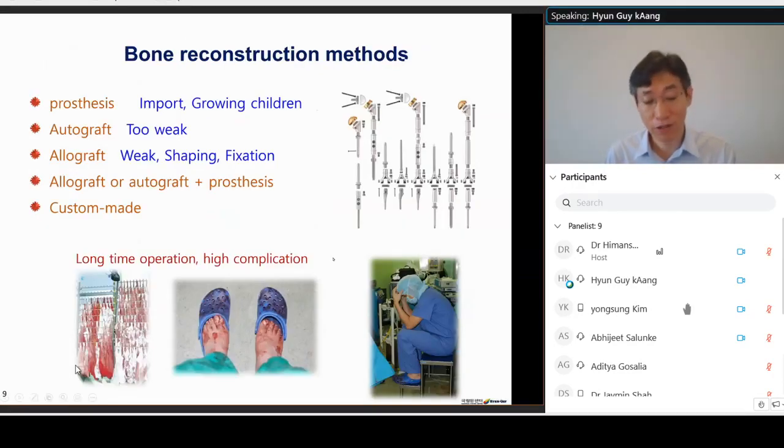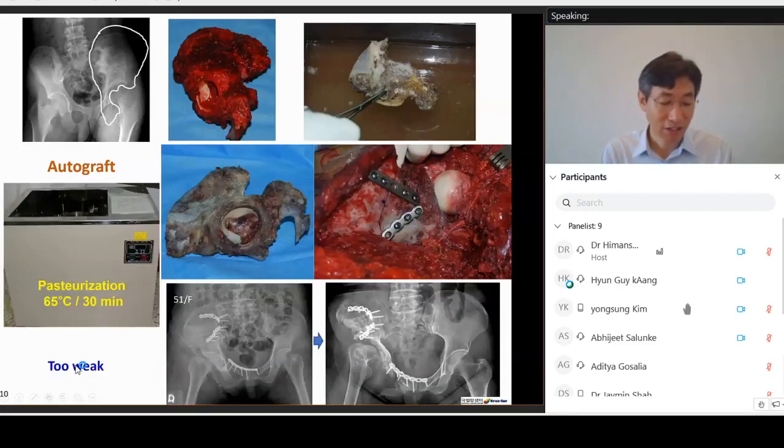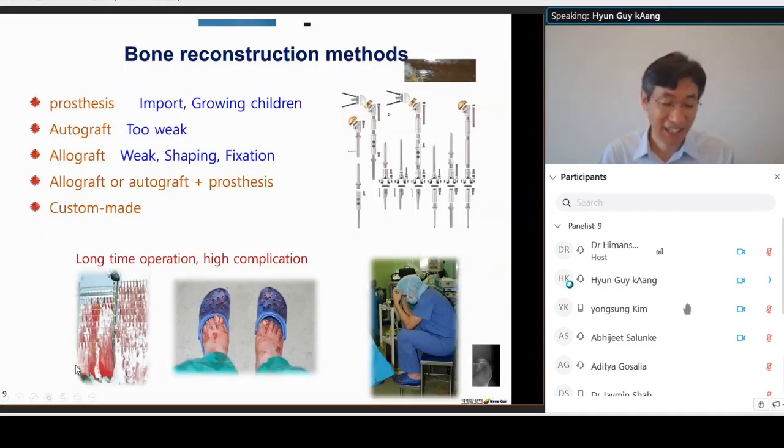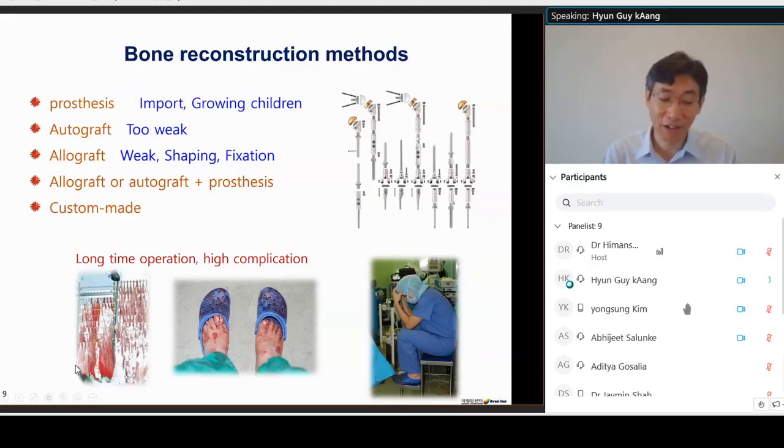When you choose limb salvage surgery over amputation, we have to reconstruct the bone defect area. Tumor prosthesis is the most commonly used method. We have just one company product, from Germany. Even then, only major joints are possible, and there is nothing important for growing children. Allograft and vascularized fibular graft are also frequently used methods. As you know, limb salvage surgery has really many restrictions and complications with a long operation time.